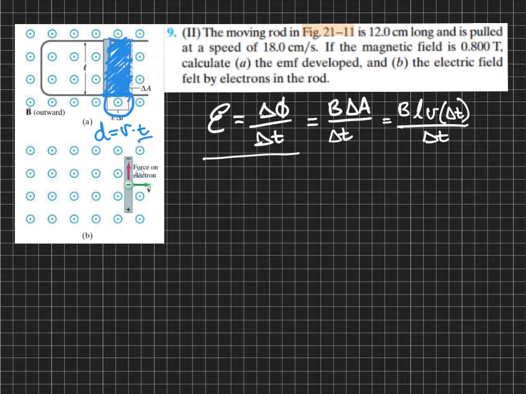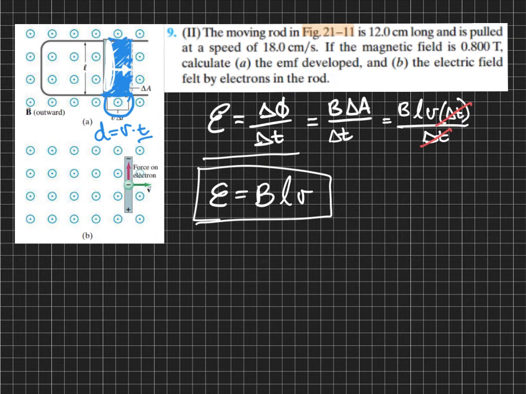Now, when we do that, the times cancel, and I can rewrite my equation for the EMF as simply B, my magnetic field, times length, times the velocity that this bar right here is traveling to the right. That's going to be a very useful equation for this type of scenario.